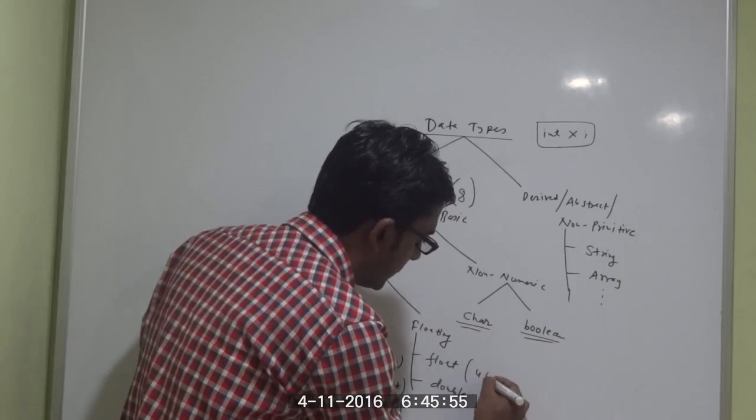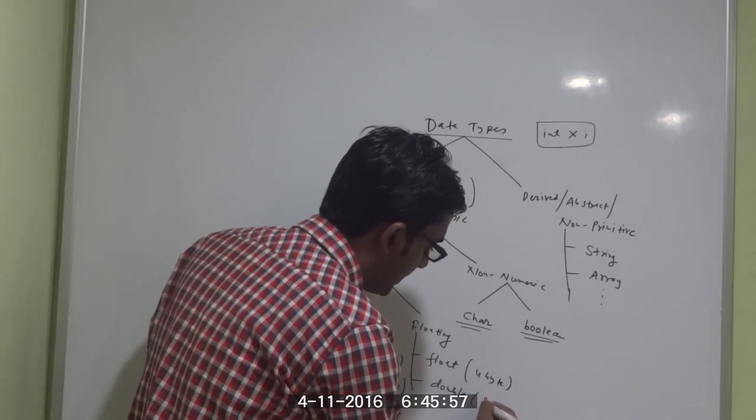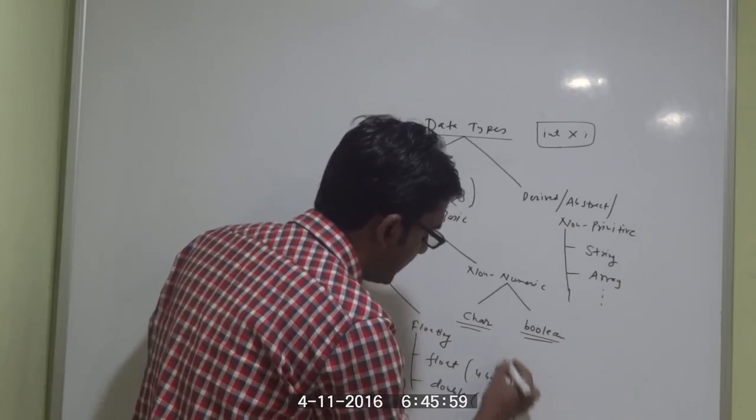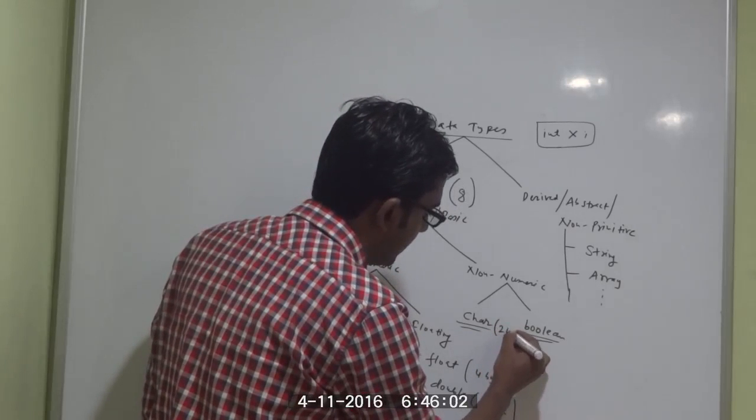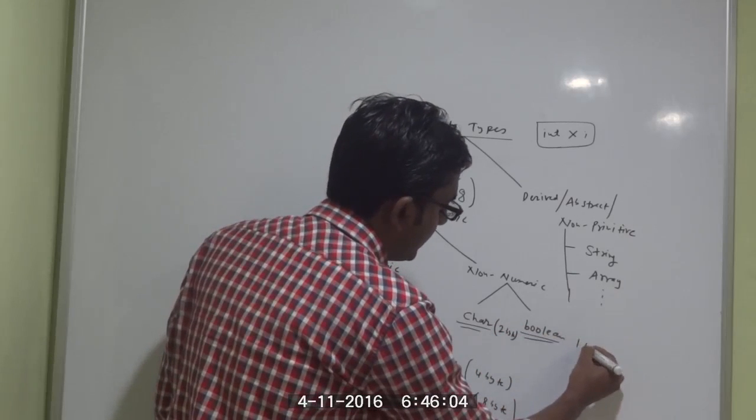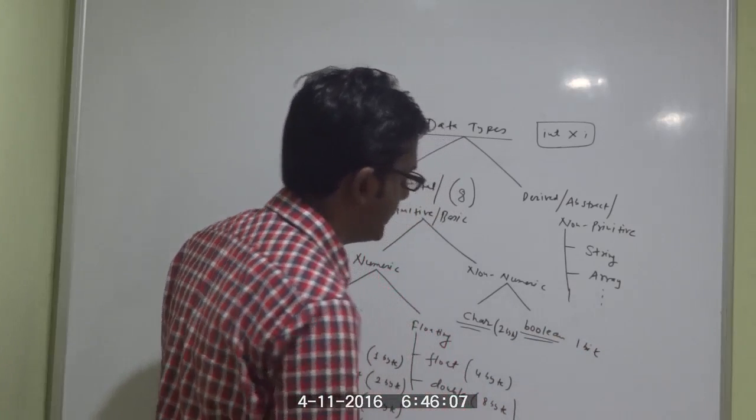Again, float will require 4 bytes. Double will require 8 bytes. Char will require 2 bytes. Boolean will require 1 bit.